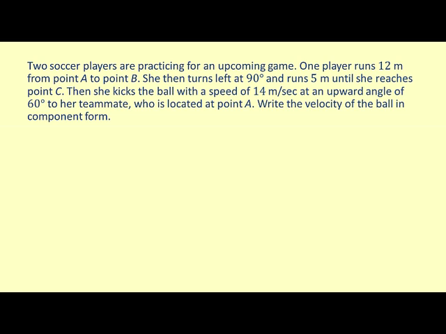The problem statement mentions that one player runs a distance of 12 meters, then turns at a 90-degree angle and runs an additional 5 meters. Think of these distances as the legs of a right triangle. Let's draw a picture to represent the problem. We can find the distance between the players by using the Pythagorean theorem and solving for c. If we do this, we get that c equals 13 meters.